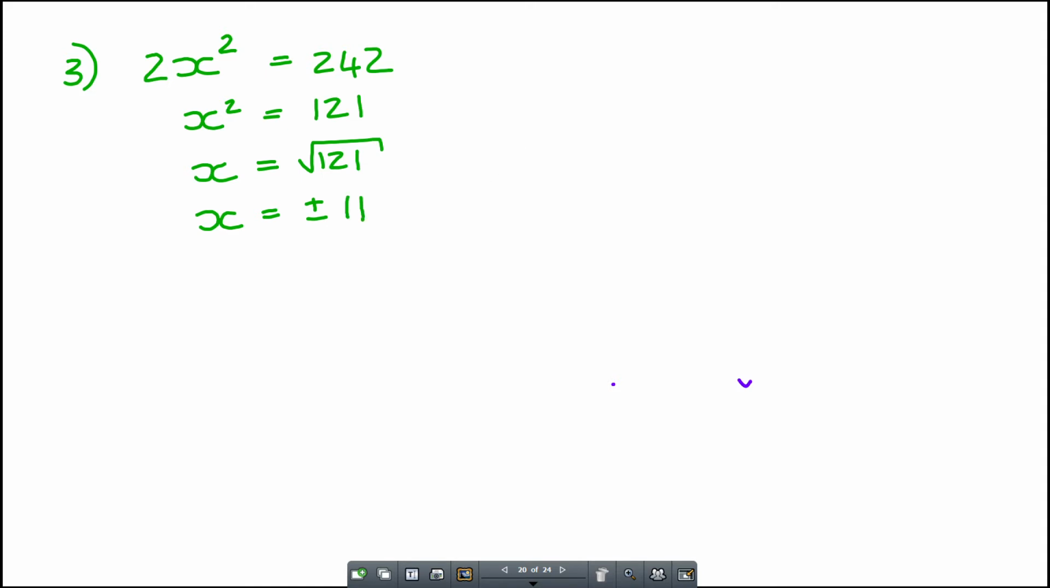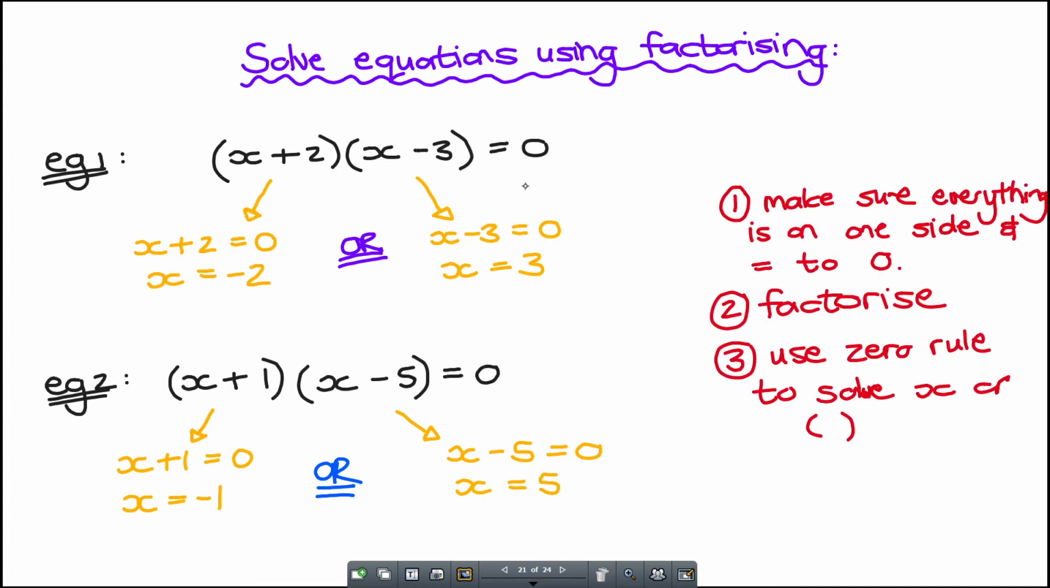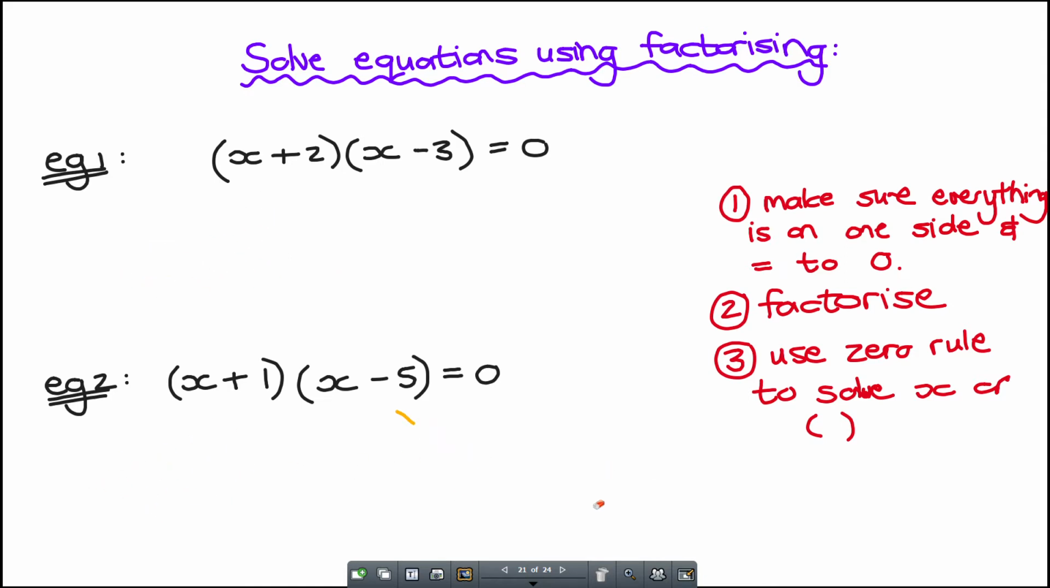Can I skip? Okay. Now, what I want to do next. Now we have to factorize or solve equations by using factorizing. So I am now combining what we've done so far with that previous chapter where we also factorized.